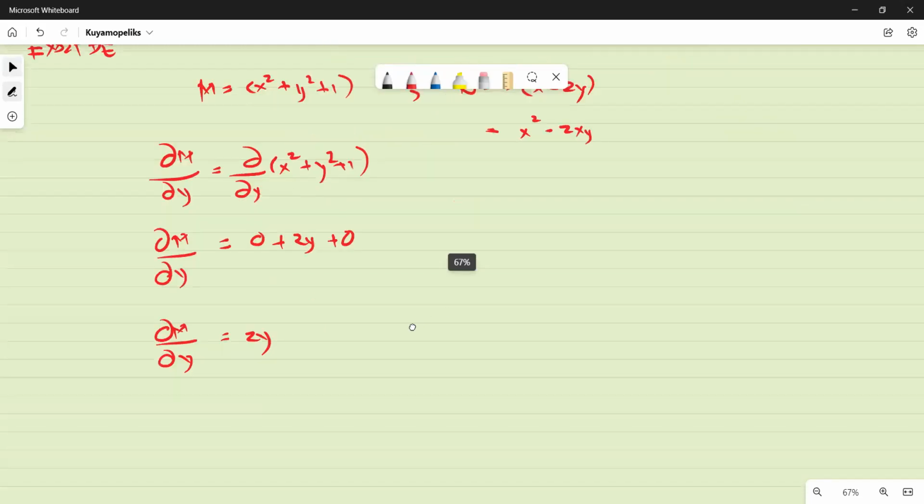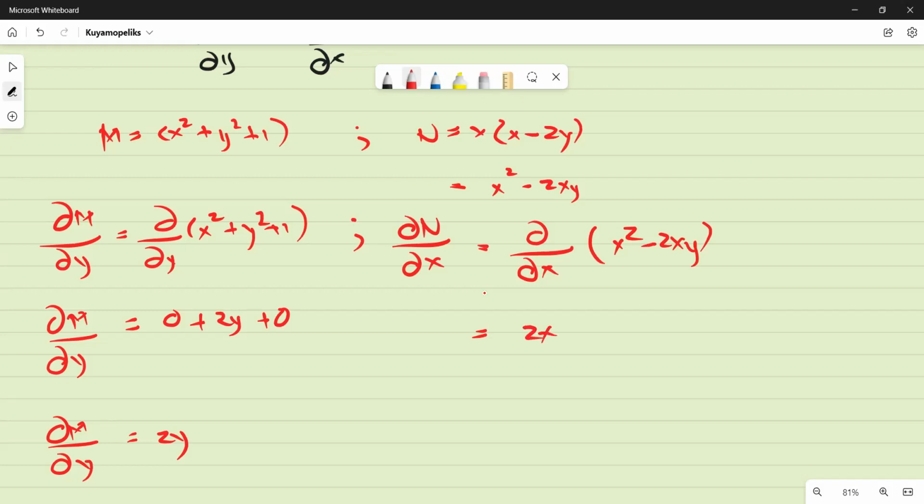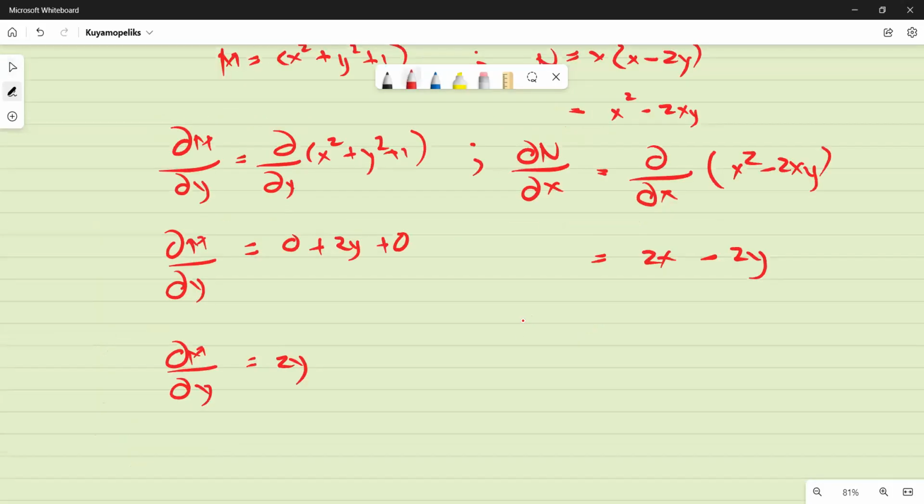Okay? So let's now solve for the partial of N. Partial of N with respect to x. And that is the partial with respect to x of x squared minus 2xy. Since we are taking the partial of N with respect to x, we differentiate every x and every y becomes constant. So definitely this will become 2x, since the derivative of x squared with respect to x is 2x, minus, the y here is treated as constant and this is x only, so it becomes 2y, since the derivative of x is 1. Therefore, our partial of N with respect to x is 2x minus 2y.